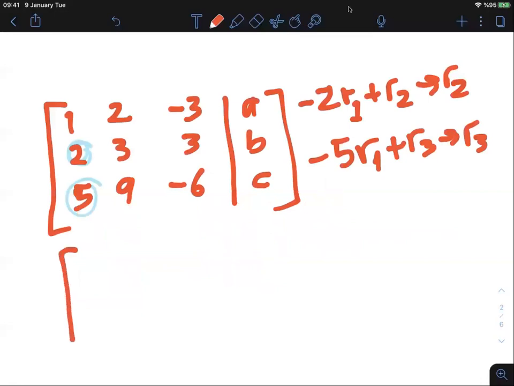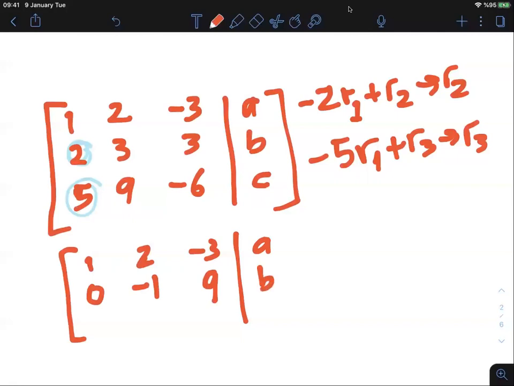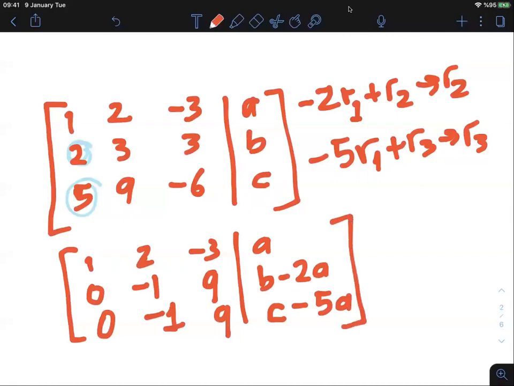We get 1, 2, so the first row doesn't change, 1, 2, minus 3, and A. This becomes 0, this becomes minus 1, and this becomes 9. This becomes B minus 2A. What about this one? This is 0. This is minus 1. This is minus 15 plus 15, and this becomes also 9. And this is C minus 5A. Let me know if I make any mistakes here, okay?